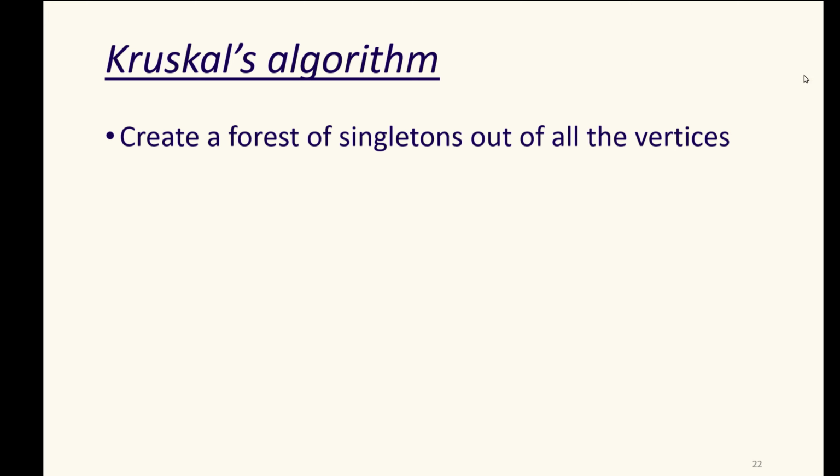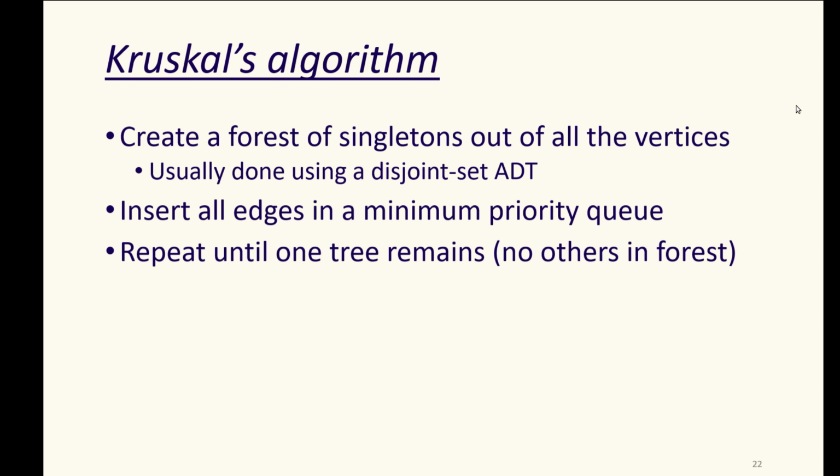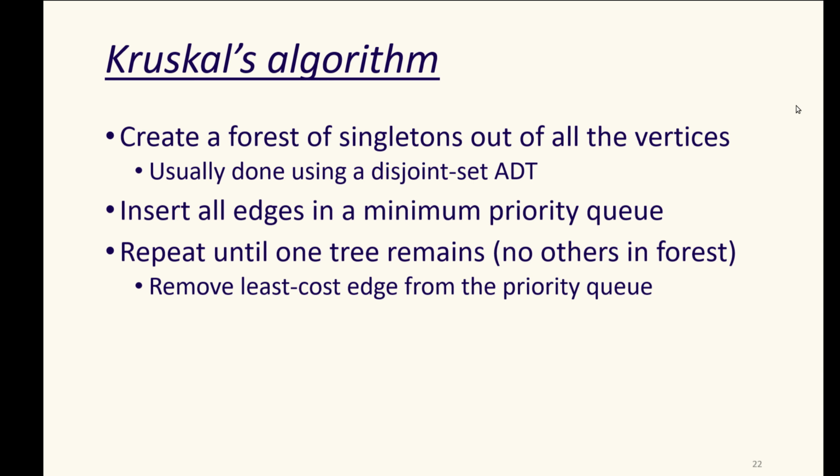And remember that when we have multiple trees stored in a data structure, we sometimes refer to those as a forest of trees. We usually would do this with the disjoint set abstract data type that we talked about recently. We can then insert all of the edges from that tree into a minimum priority queue. And we'll repeat the following process until only one tree remains, meaning that there are no other trees in the forest. And just like for Prim's, we don't have to do anything fancy for detecting this. We can just keep a count of how many trees there are, and that will do the job just fine.